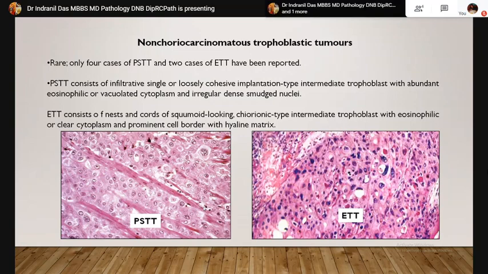The PSTT consists of infiltrative single or loosely cohesive implantation type intermediate trophoblast with abundant eosinophilic or vacuolated cytoplasm and irregular dense smudgy nuclei. The epithelial trophoblastic tumor consists of cords of squamoid-looking chorionic type intermediate trophoblast with eosinophilic or clear cytoplasm, prominent cell border, and hyaline matrix. This somewhat glassy appearance in the cytoplasm is found in epithelial trophoblastic tumor.